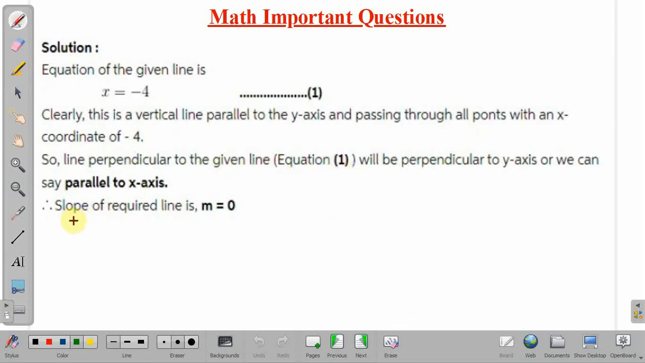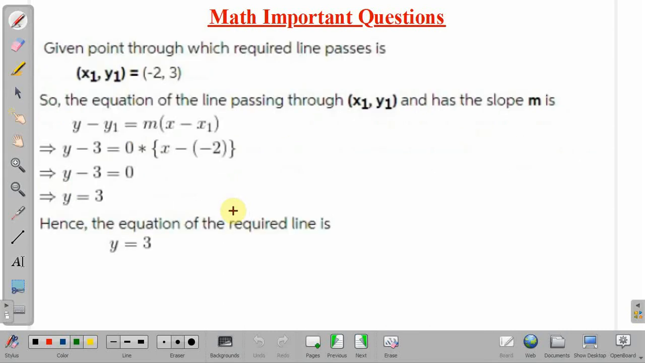So we can say that the slope of the required line, as it is parallel to the x axis, is m equal to 0. Now we know the slope is m equal to 0, and the given point is -2, 3, that is, x1, y1 is -2, 3. We know the equation of a line passing through a point x1, y1 and having slope m is y minus y1 equal to m times x minus x1.